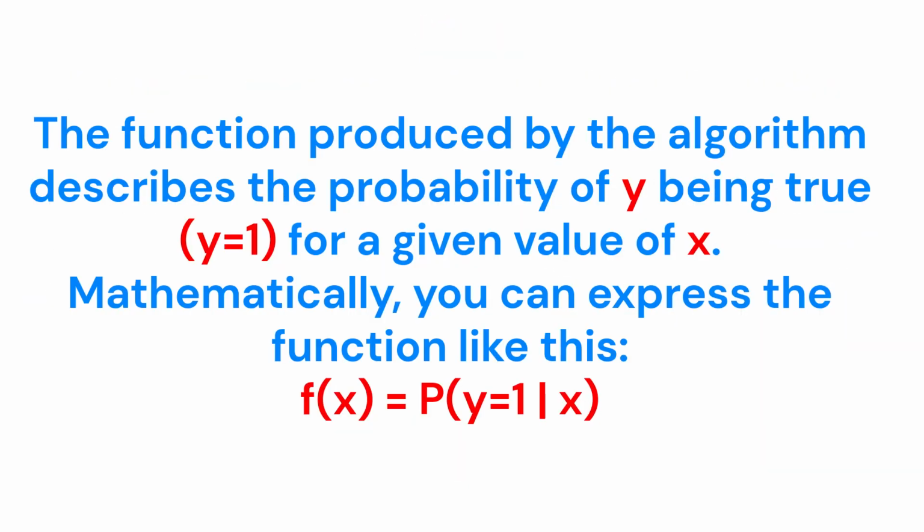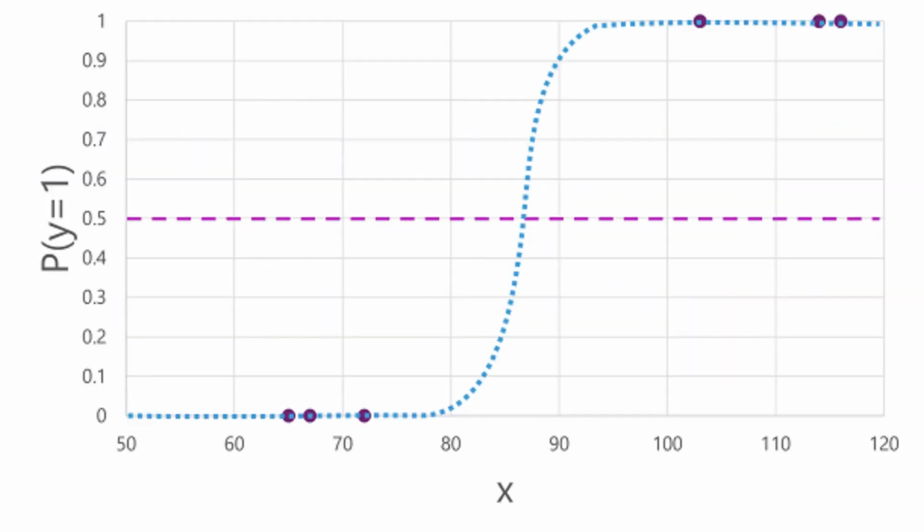The function produced by the algorithm describes the probability of Y being true, Y = 1, for a given value of X. Mathematically, you can express the function like this. For 3 of the 6 observations in the training data, we know that Y is definitely true, so the probability for those observations that Y = 1 is 1.0, and for the other 3, we know that Y is definitely false, so the probability that Y = 1 is 0.0.